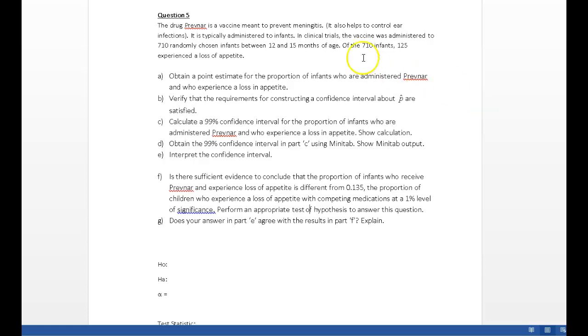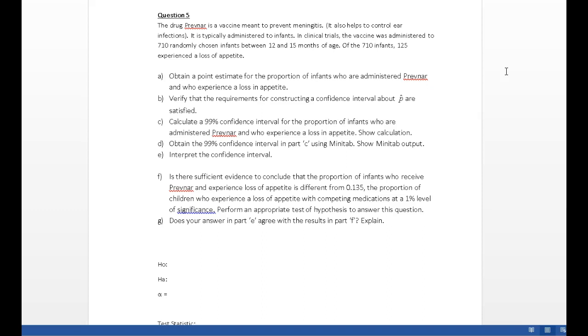Okay, last question. We're told here the drug Prevnar is a vaccine meant to prevent meningitis. It also helps to control ear infections. It is typically administered to infants. In clinical trials, the vaccine was administered to 710 randomly chosen infants between 12 and 15 months of age.